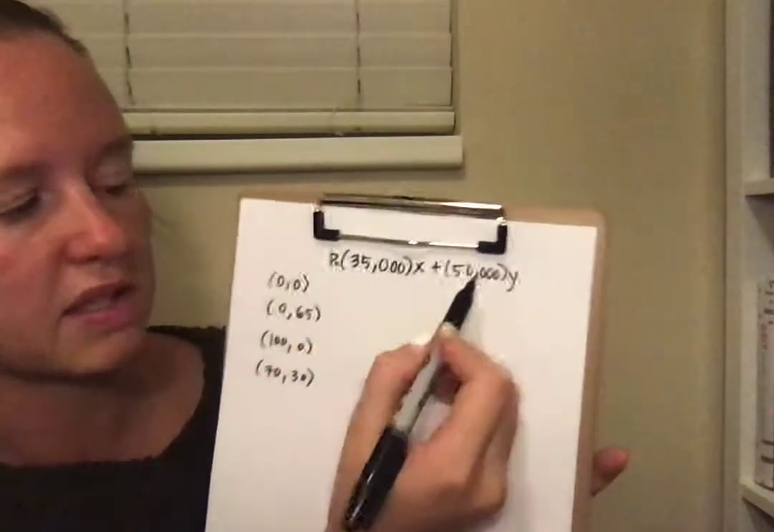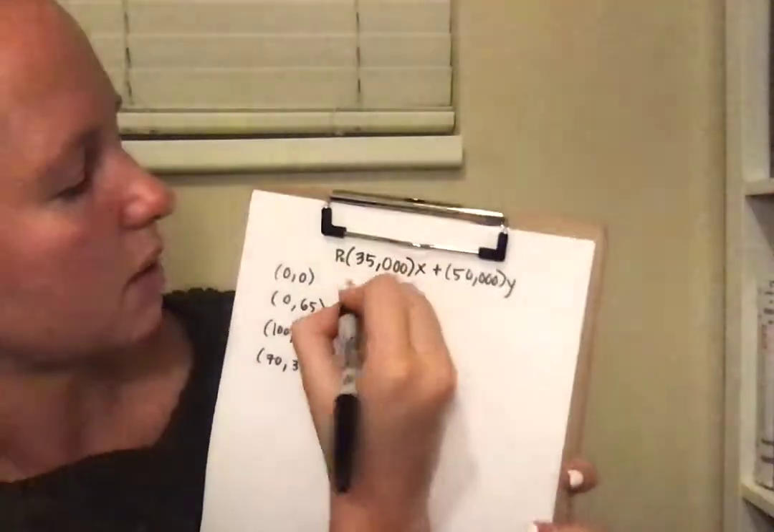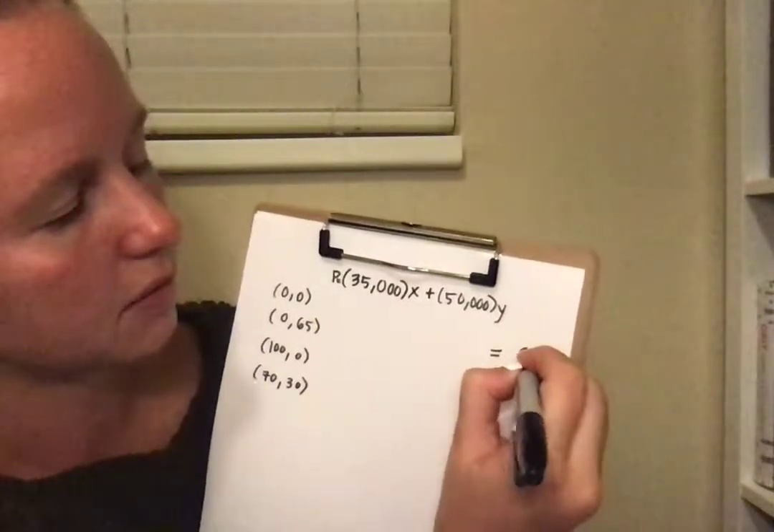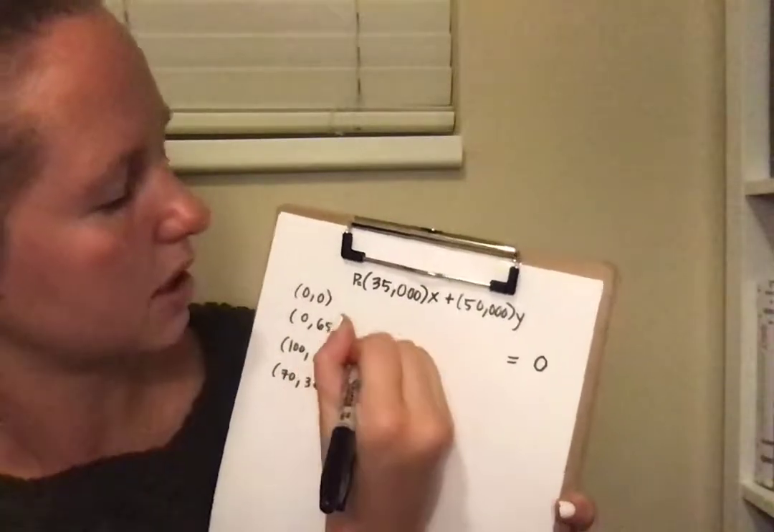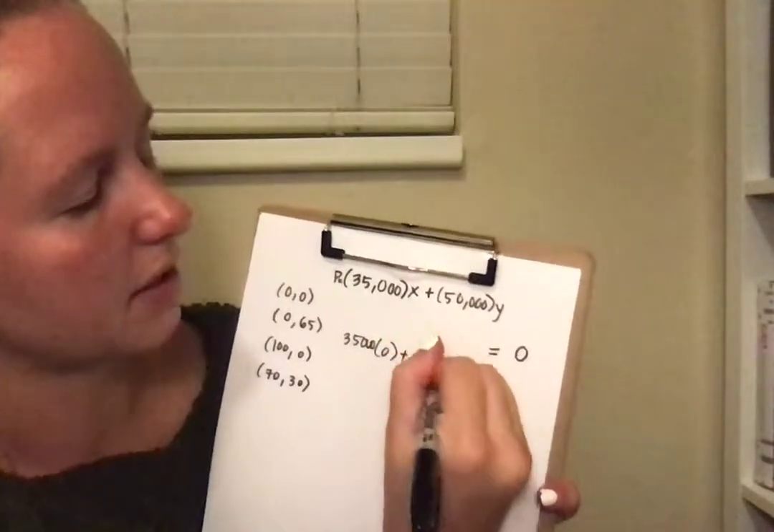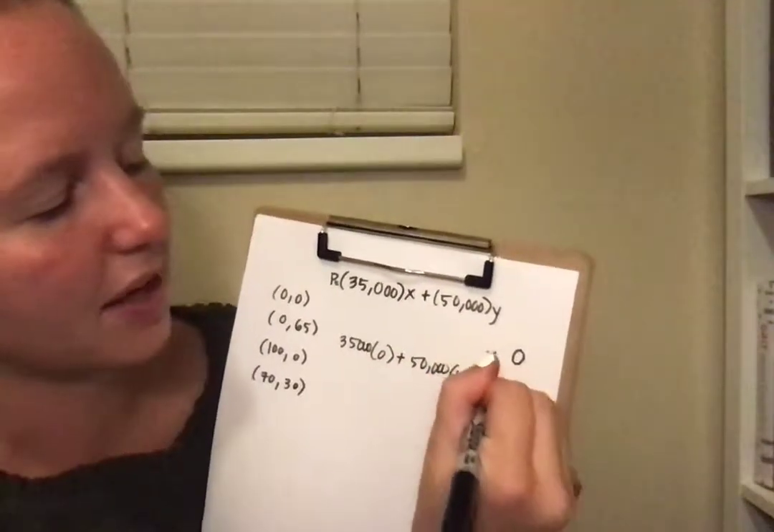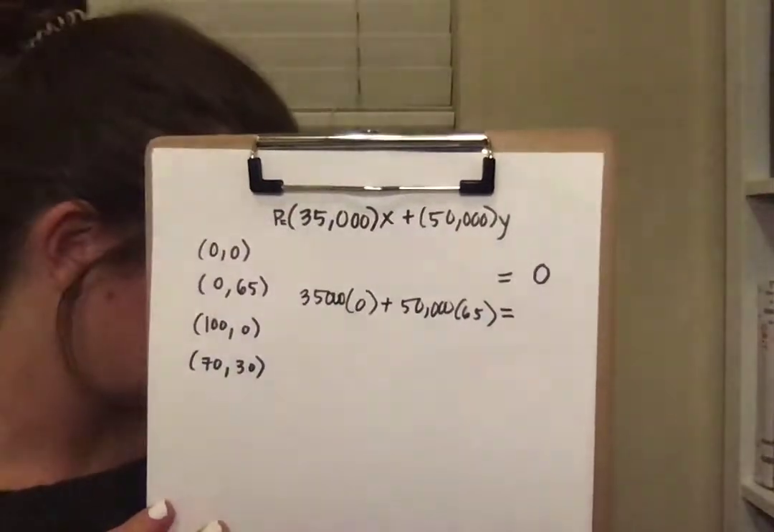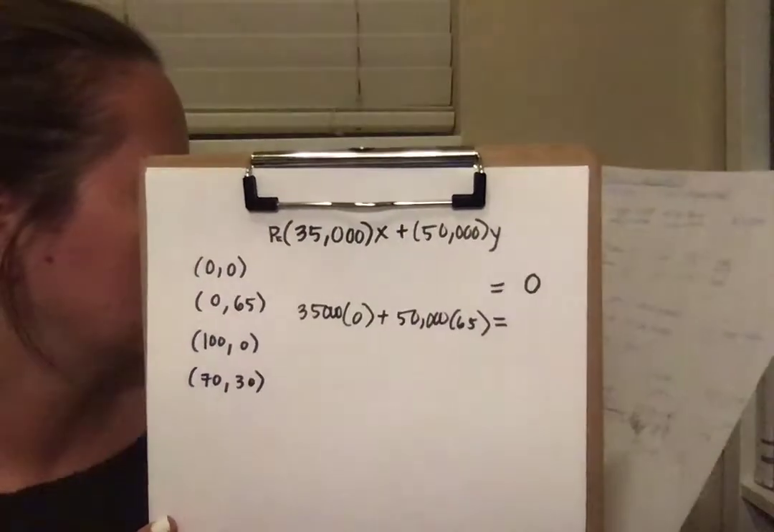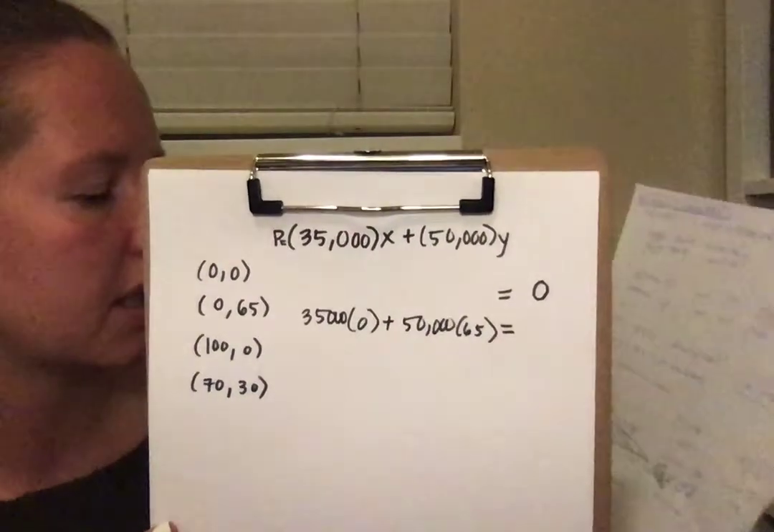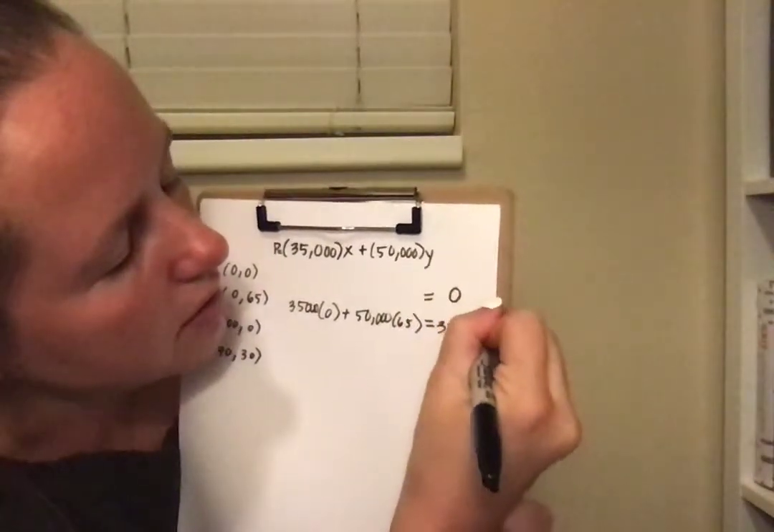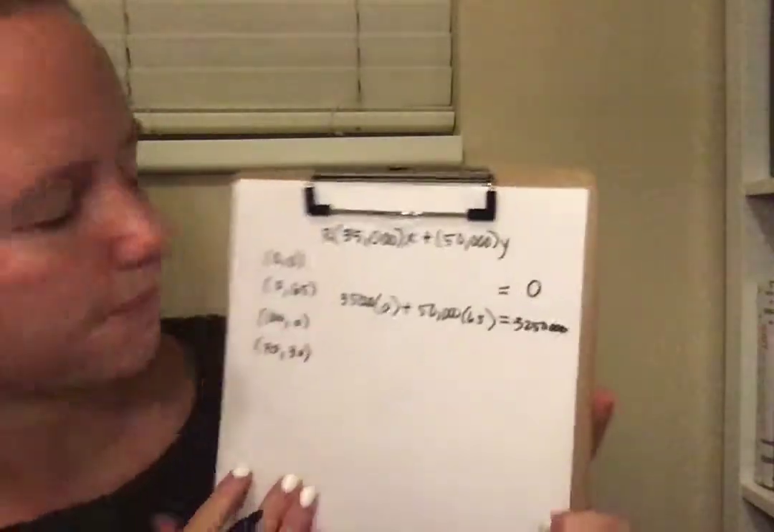So what we're going to do is plug these points in for each of these places. Start with (0, 0). You take 35 times 0 and 0, and then obviously you're going to get 0. That was easy. The second one is the same thing: 35,000 times 0 plus 50,000 times 65. I did this math already so I wouldn't have to calculate in front of you guys, which gives you 3,250,000. Not too bad.